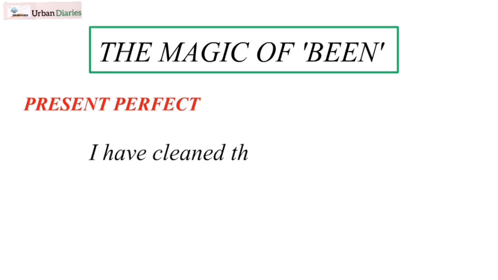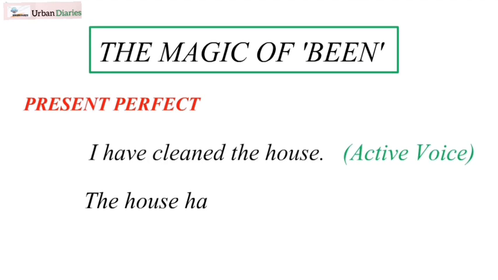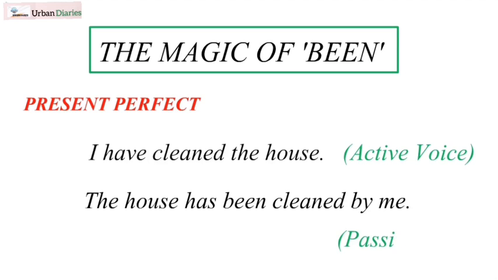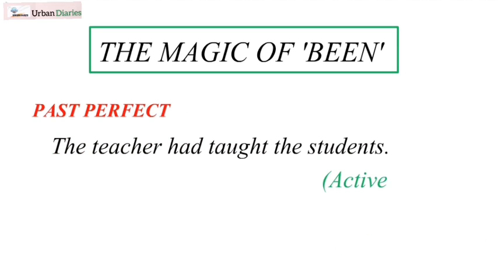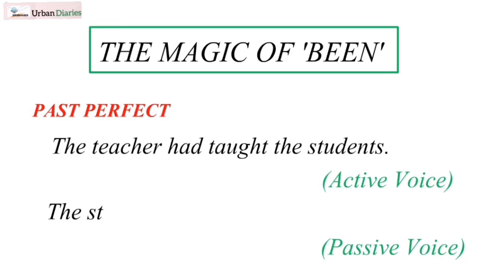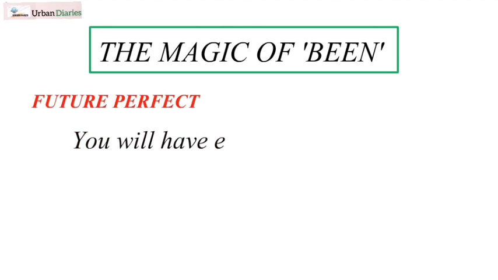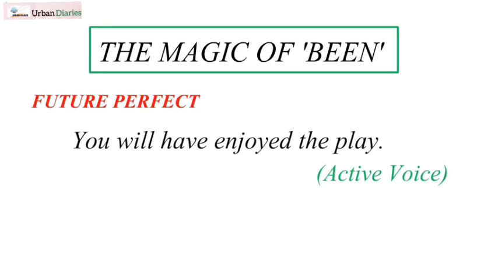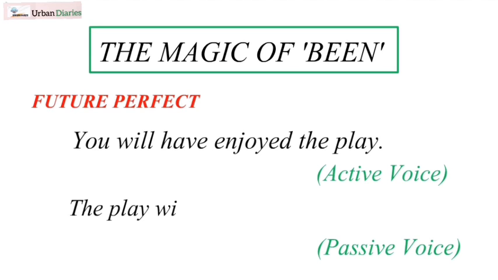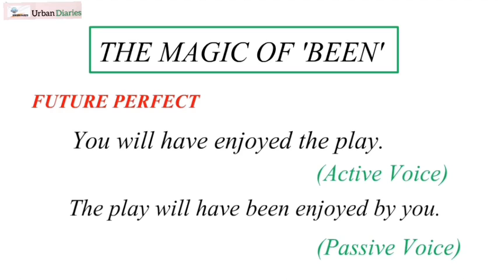Let's see some sentences now. If the sentence is I have cleaned the house, it's in present perfect. So as I said, you will just put been in the passive voice. The passive voice will be the house has been cleaned by me. The teacher had taught the students. The passive will be students had been taught by the teacher. In the same way, you will have enjoyed the play. If you change this one to passive voice, you will simply write the play will have been enjoyed by you. So in all the three perfect tenses we just put been. And this was the trick, guys. I'm sure this is gonna help you while dealing with such questions.